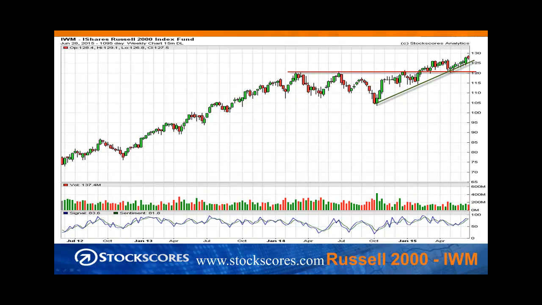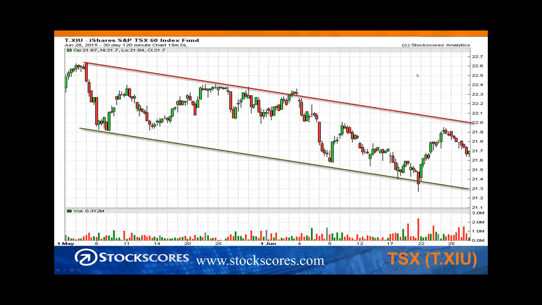Here's a chart of the Russell 2000. You can see it looks better than the S&P 500. We're in that upward trend. We're moving very close to new highs. This week pulled back a little bit, but certainly the small cap stocks in the US are outperforming the large cap. Here's a chart of the TSX going back 1 month.